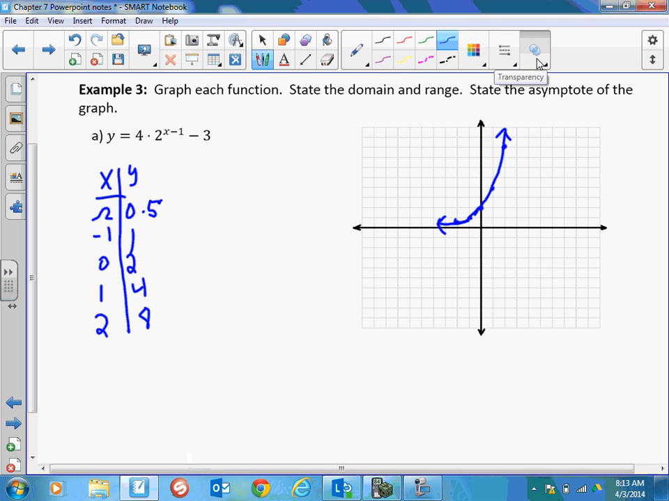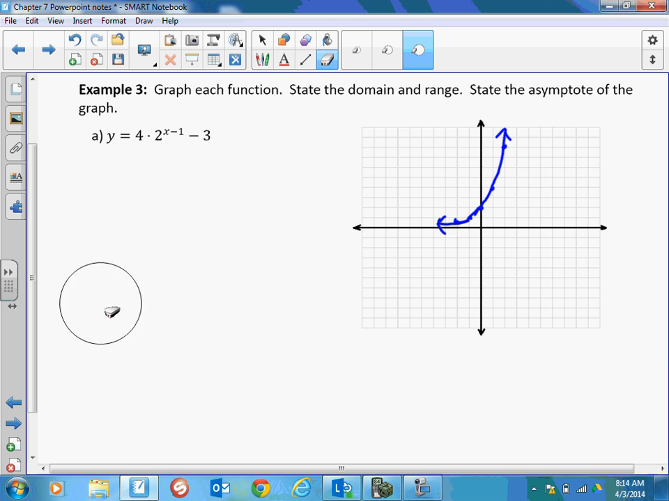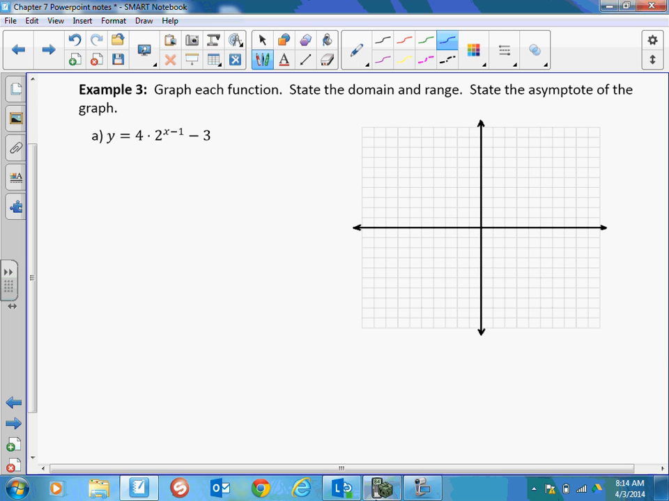I knew that wasn't right, because the asymptote should have been negative 3. It wasn't. So we made a mistake right there. So let's erase that and go. Let's see here.